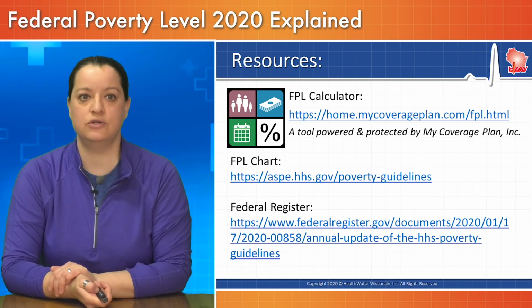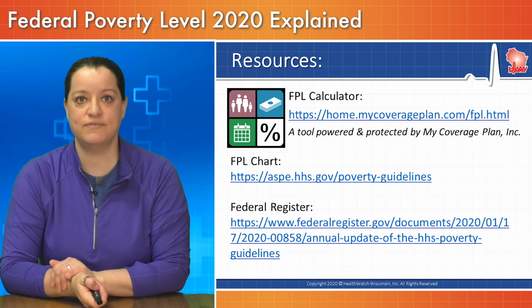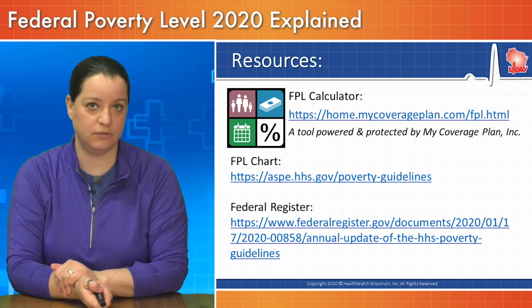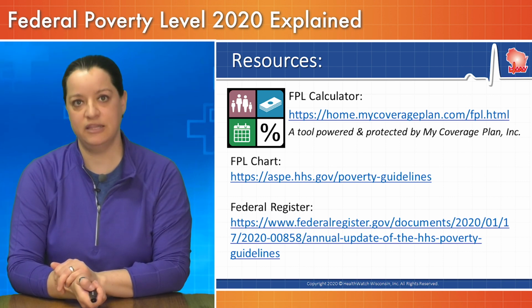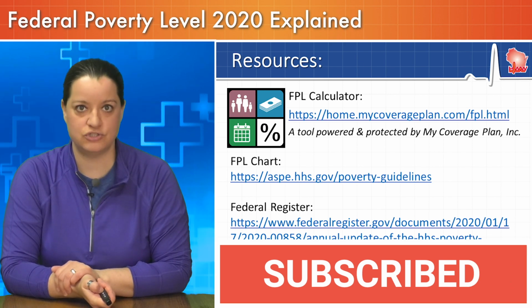Now, we also share in the description below the FPL chart if you want to look at the grid of the family size and income to make it a little bit easier, as it was published by the Department of Health and Human Services, and we also link to where it appeared in the Federal Register.